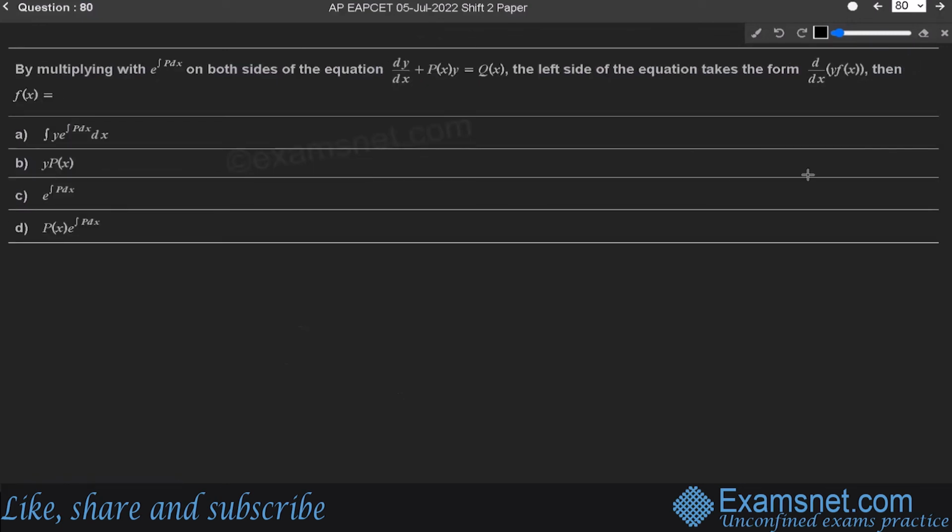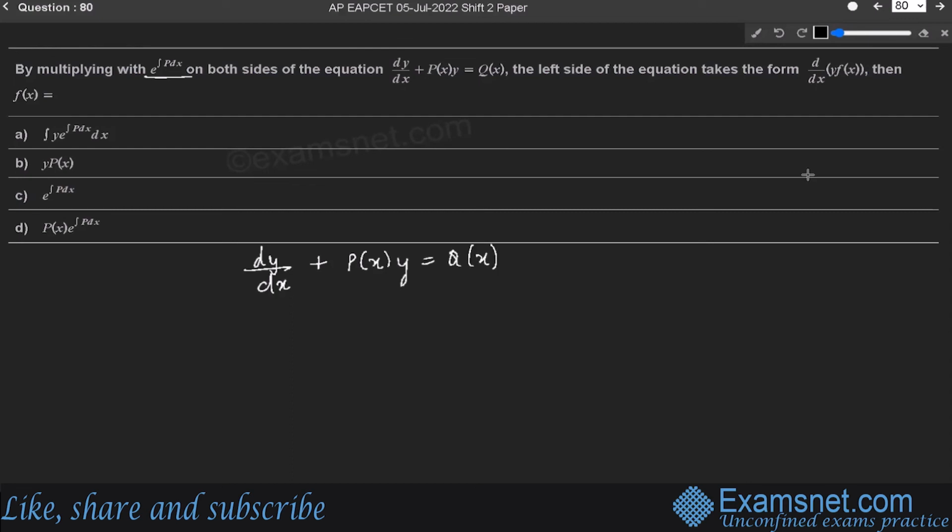Next question is, by multiplying with e power integral p dx on both sides of the equation dy by dx plus p of x into y is equal to q of x, the left side of the equation takes the form d by dx of y into f of x. Then f of x will be equal to. See, if e power integral of p dx is multiplied on the equation dy by dx plus p of x into y is equal to q of x.